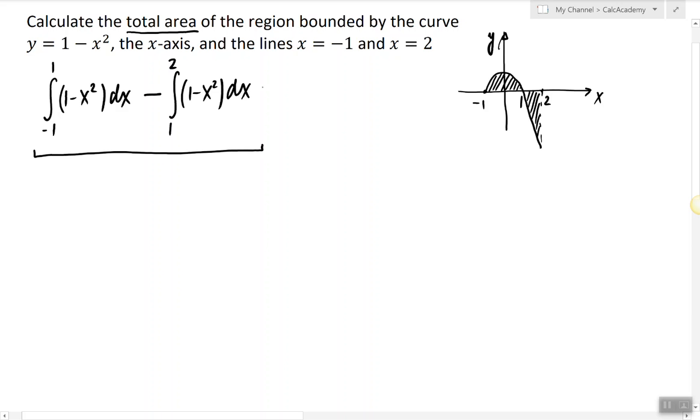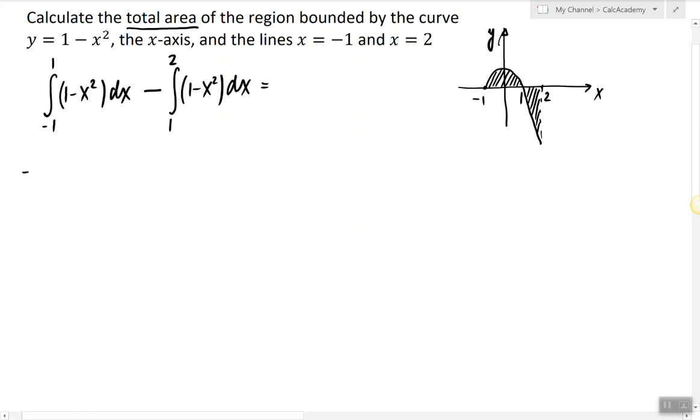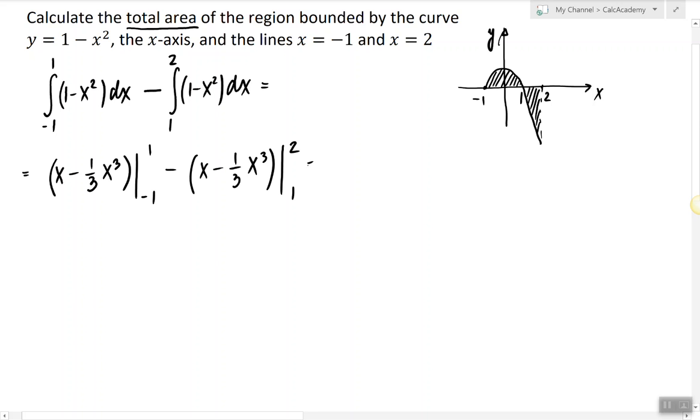So we have two integrals to evaluate, and we're going to use the fundamental theorem of calculus for each one. So we're going to find the antiderivative of 1 minus x squared, which is x minus 1/3 x cubed. For the first integral, we're going to evaluate it between -1 and 1. For the second integral, we're going to evaluate it between 1 and 2. So we get this.